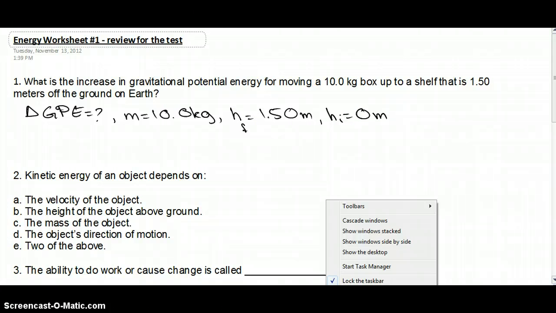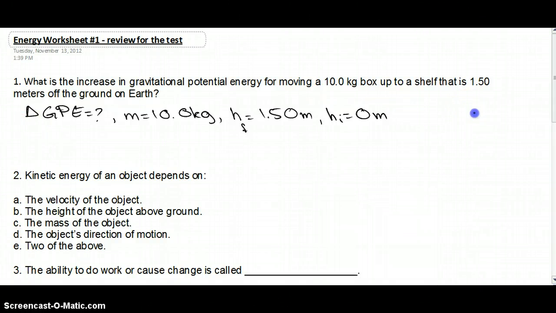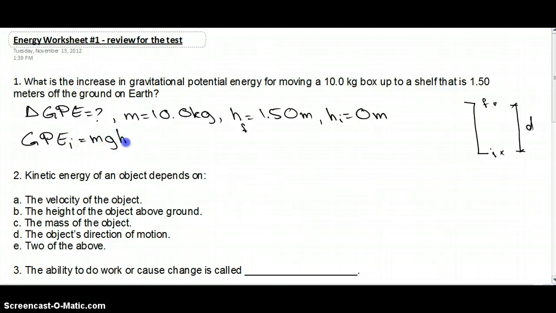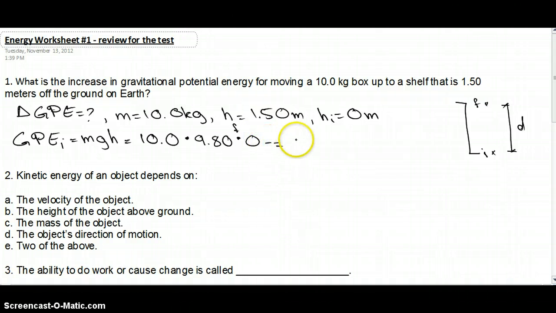Okay, so here I need to first find the initial gravitational potential energy and the final potential energy. I know that the distance up is 1.5 meters. So the initial gravitational potential energy is mass times gravity times h. It is 10 kilograms. Energy is not a vector, that's why we put 9.8. Then 0 because we're at the ground. And the final answer is 0 joules.